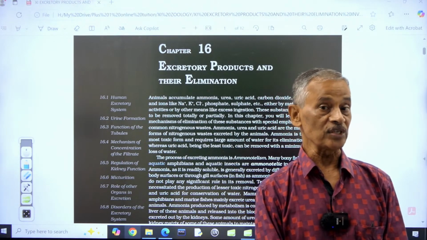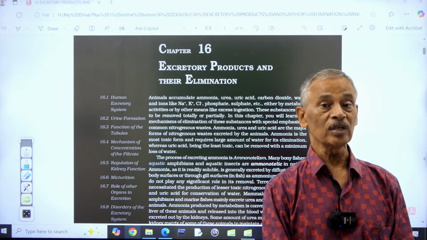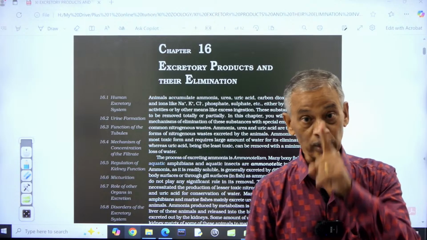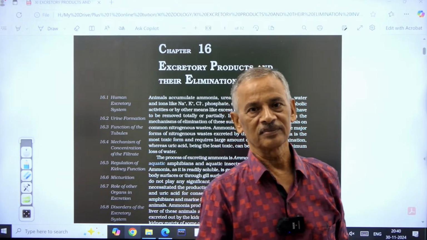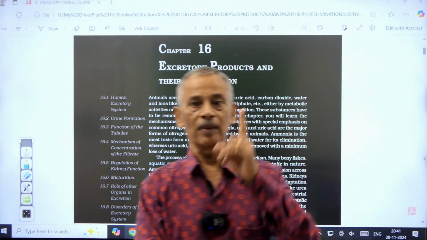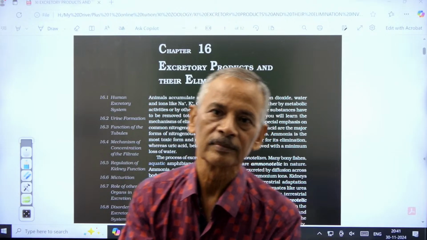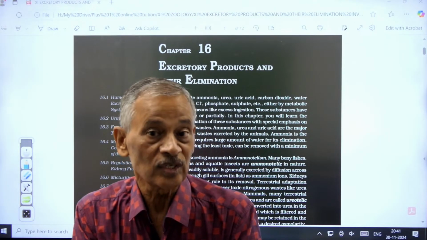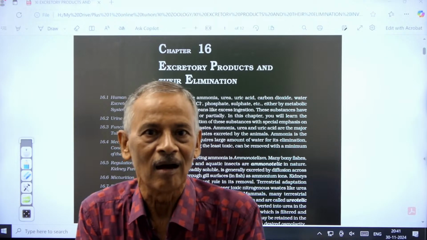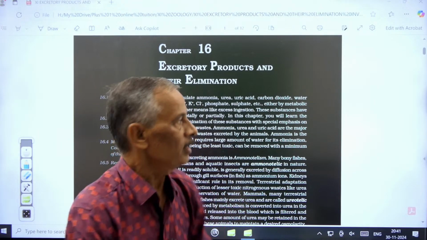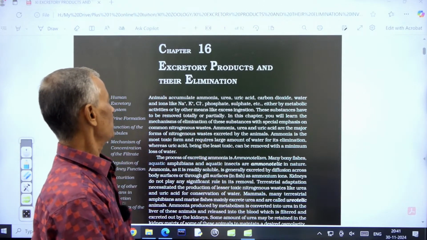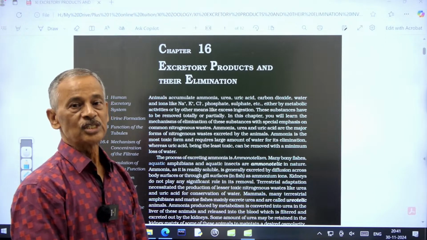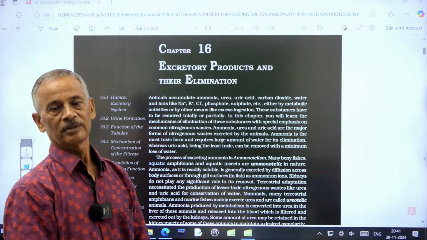How are nitrogenous waste materials produced? Nitrogenous waste material is produced when nitrogenous products are metabolized, mainly protein, amino acids, nucleic acids. And what is the main nitrogenous waste material? Ammonia. So ammonia is a waste material. This ammonia is to be sent out of the body immediately.